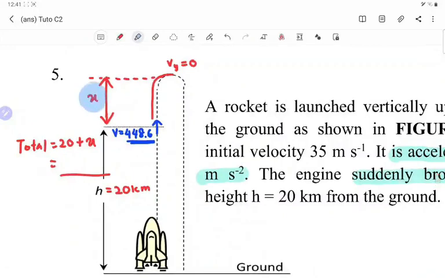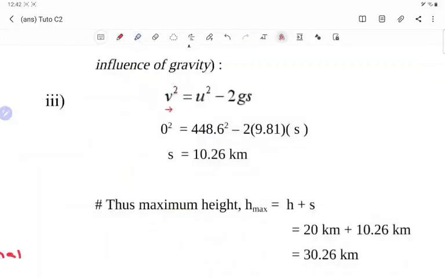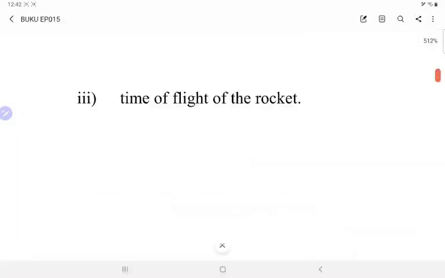So to get this height over here, we can use this formula where v is 0 because maximum height. u adalah u ketika dia mula broke down, bukan from the ground. Start bila dia broke down. Okay, sebab di sinilah kita start using g. Okay, so we get 10.26 km. Then you need to total up h and s, you get 30.26 km. Okay, ni dia label sebagai s. Saya label pada gambar x. Sama saja.